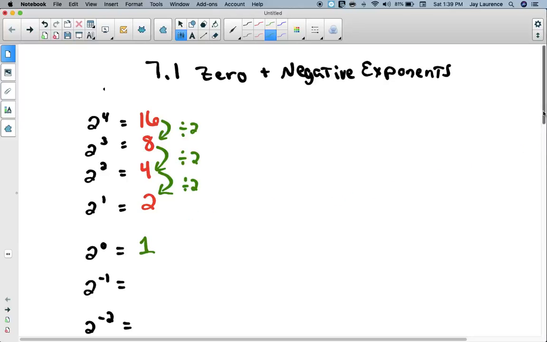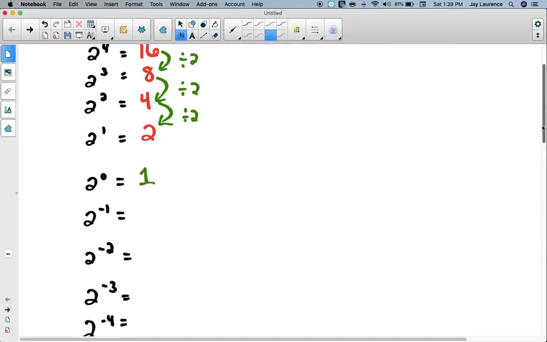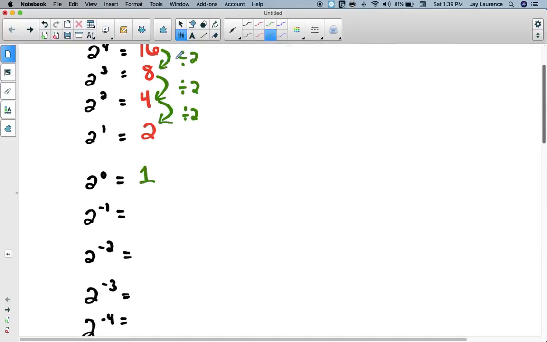See if you can fill out the remainder of this table. It says 2 to the negative 1st, 2 to the negative 2nd, 2 to the negative 3rd, 2 to the negative 4th. Go ahead and pause the video and take a second. See if you can do that in your notebook. All right, here we go.